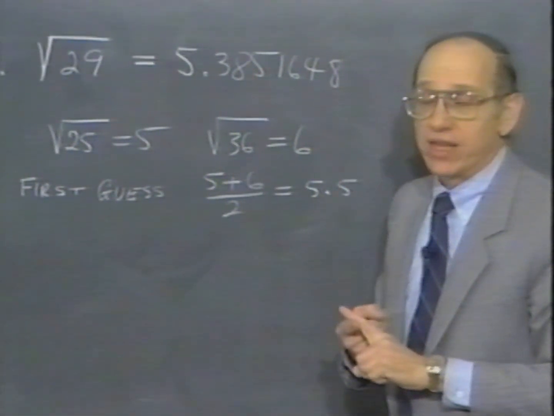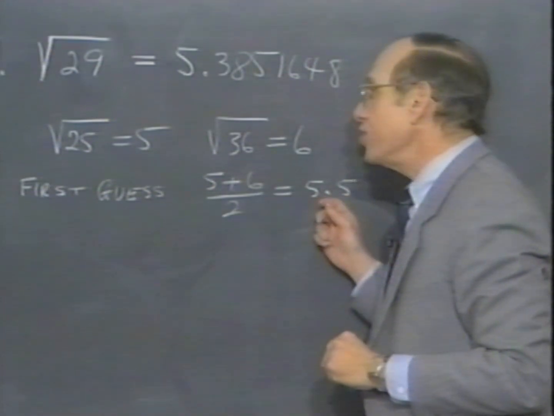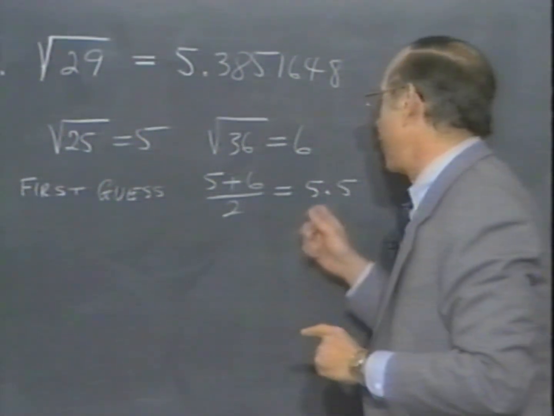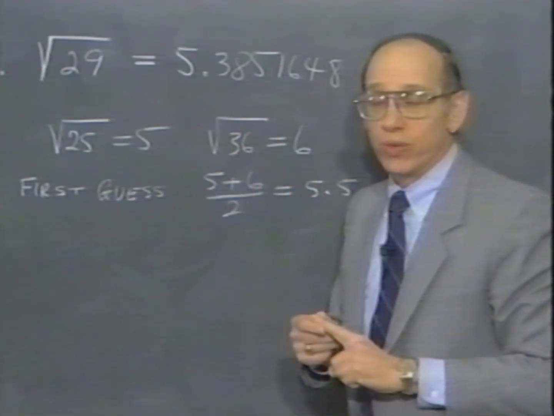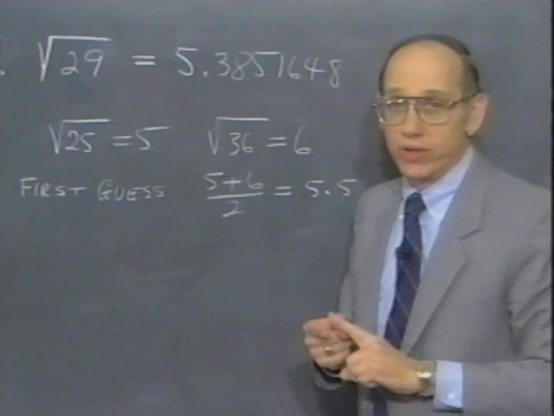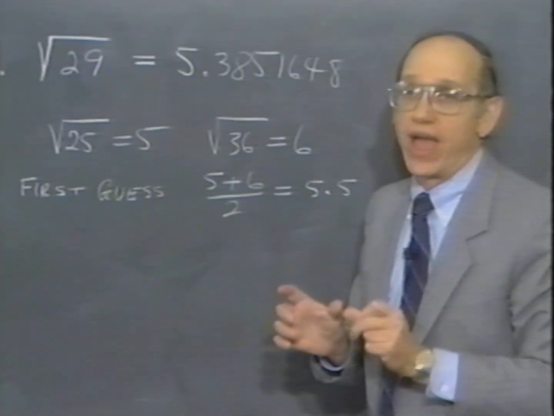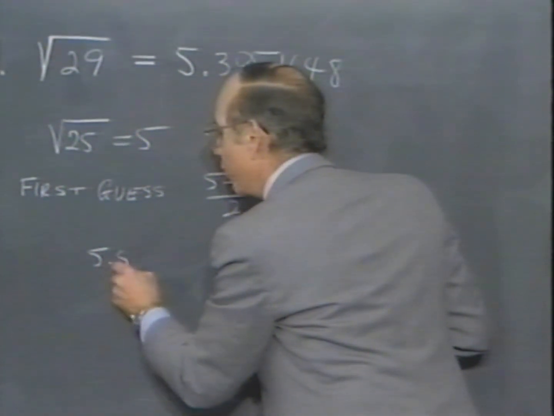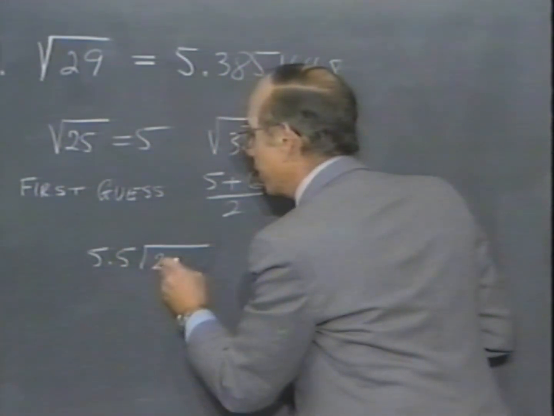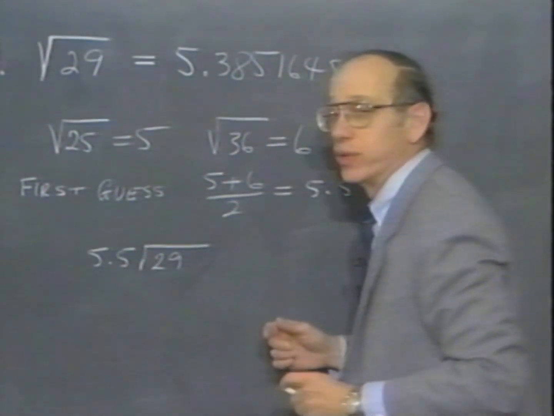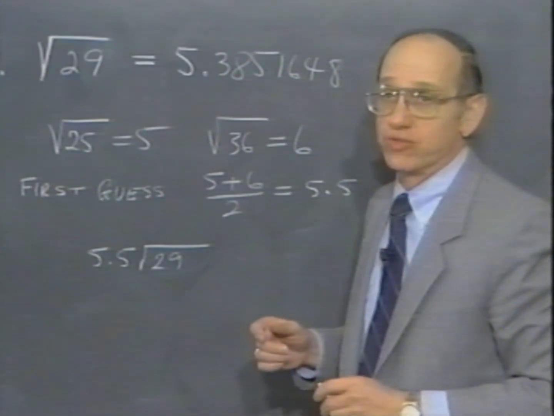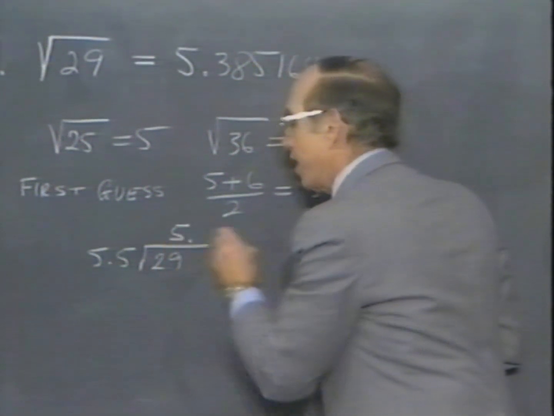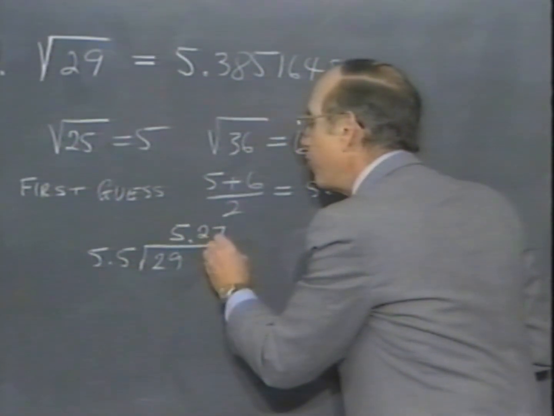Okay, having taken that guess, I reason as follows. If the square root of 29 were really 5.5, then if I divide 5.5 into 29, I would get exactly 5.5 as the answer, right? Two equal factors that give you 29. So I try it. I divide 5.5 into 29. And of course it's not going to go in equally because I'm never going to be that lucky to guess right. And when I do the division, of course I'm not going to do it for you here. I did it already. I get 5.27.